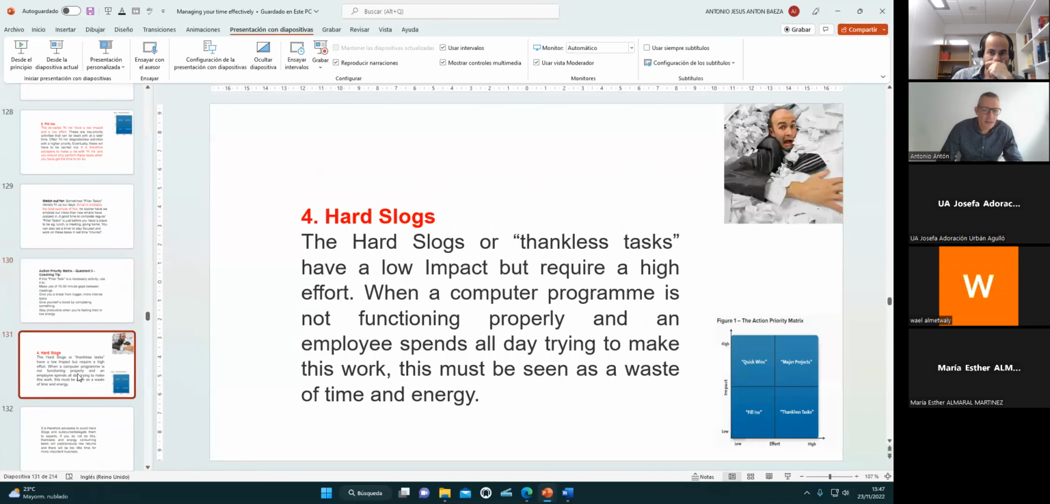And finally, hard slogs, or thankless tasks. This is the fourth quadrant. As I said before, you must avoid these activities. Let me show you an example of a hard slog. A computer program is not working. Something bad is in your computer, and you try to fix it. Instead of talking to the computer support service, you try to fix it by yourself. However, it takes a lot of time.